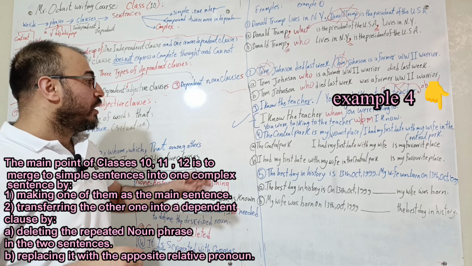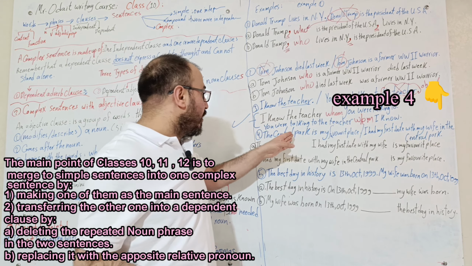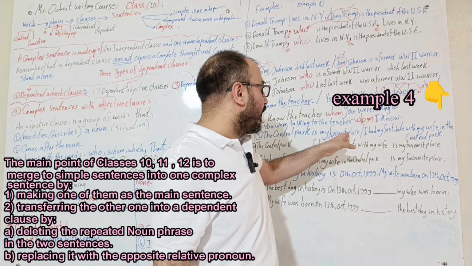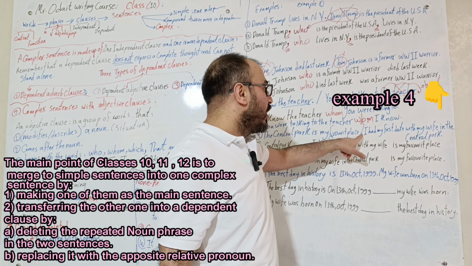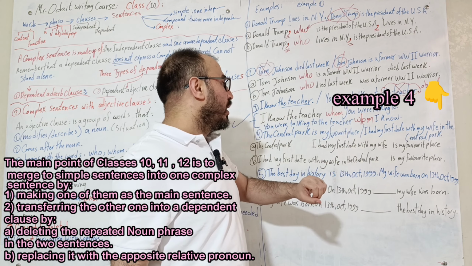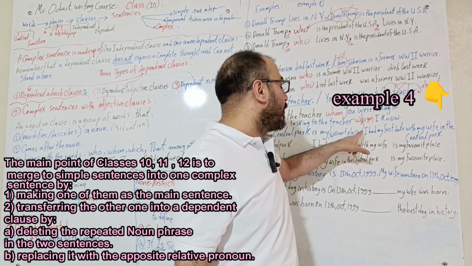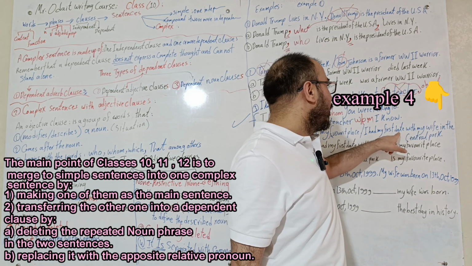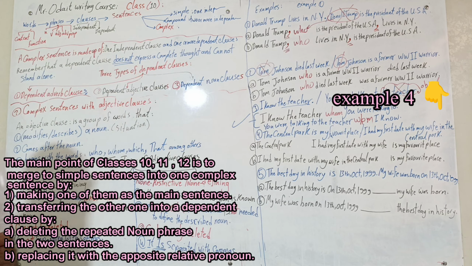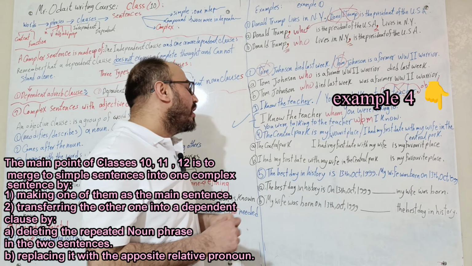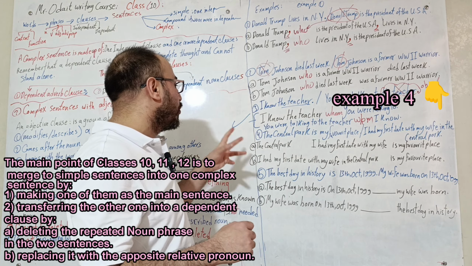In the fourth example, we read, the Central Park is my favorite place. This is the first independent clause or the first simple sentence, because here it is ended with a full stop. The second one, I had my first date with my wife in the Central Park. In here, my friends, of course, we have also two options.